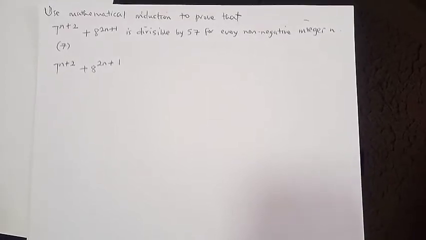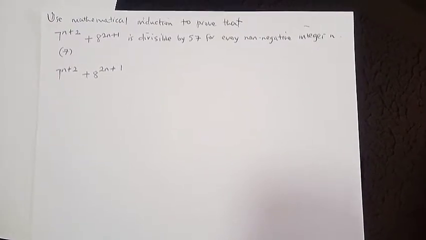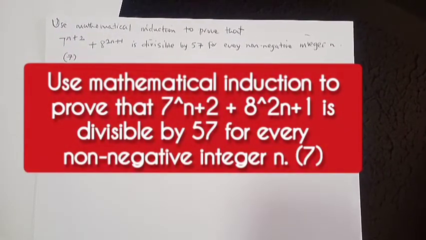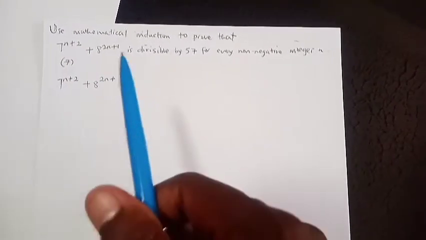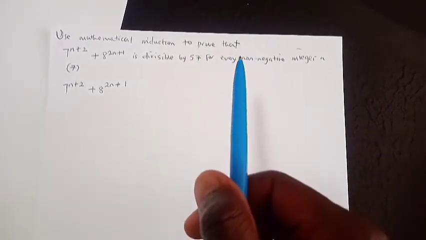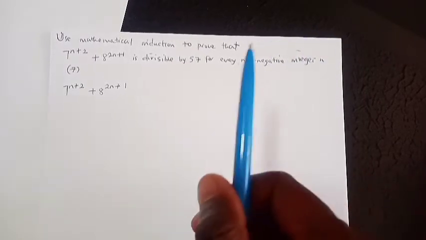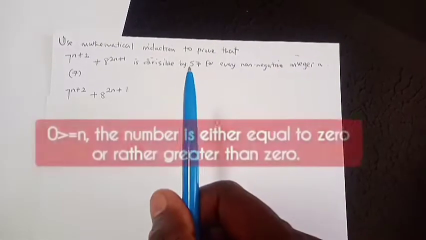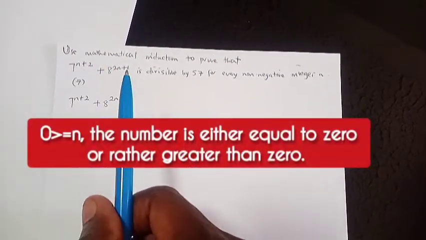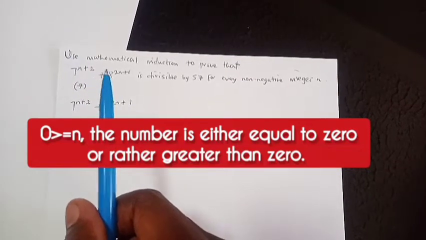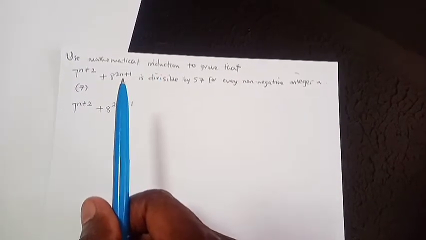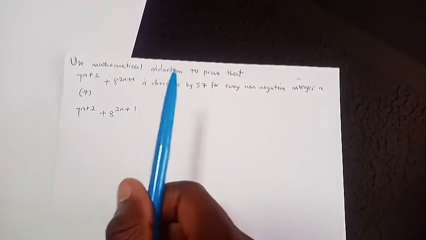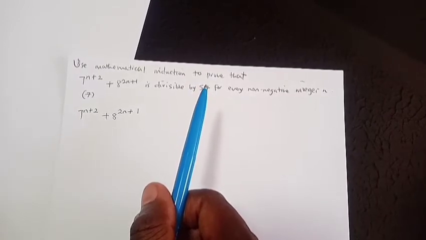In this instance, you're going to use mathematical induction to prove that 7 to the power of n plus 2 plus 8 to the power of 2n plus 1 is divisible by 57 for every non-negative integer n. By this, we mean there are no negatives. So, if this n in the expression is substituted by a number that is not negative, the whole expression should be divisible by 57.